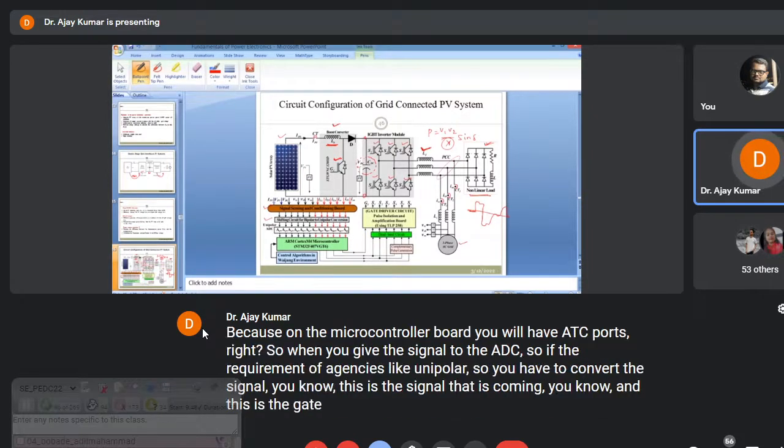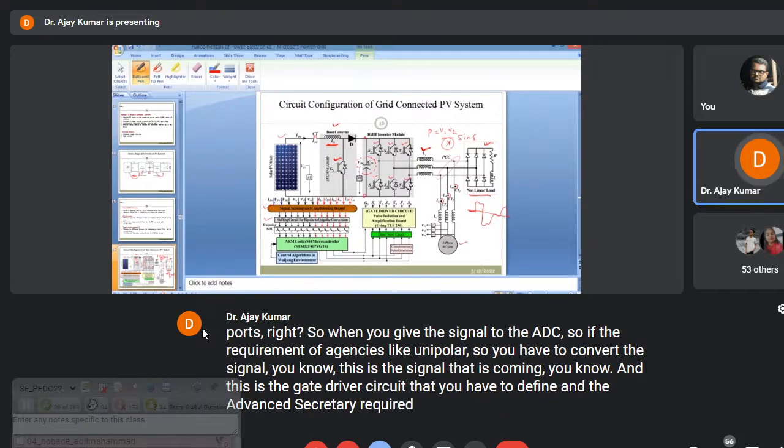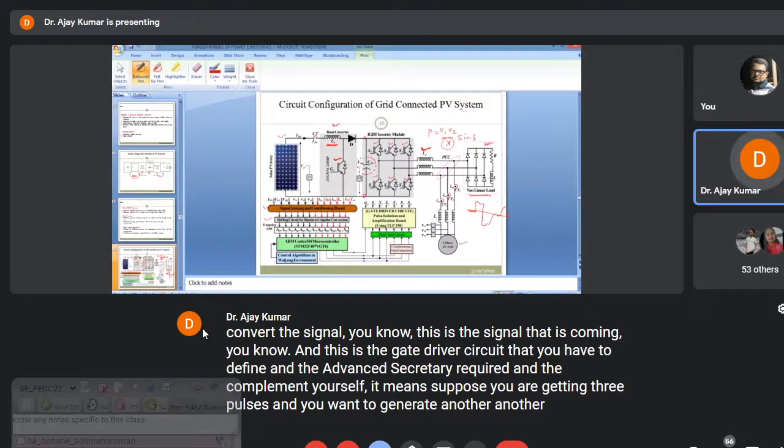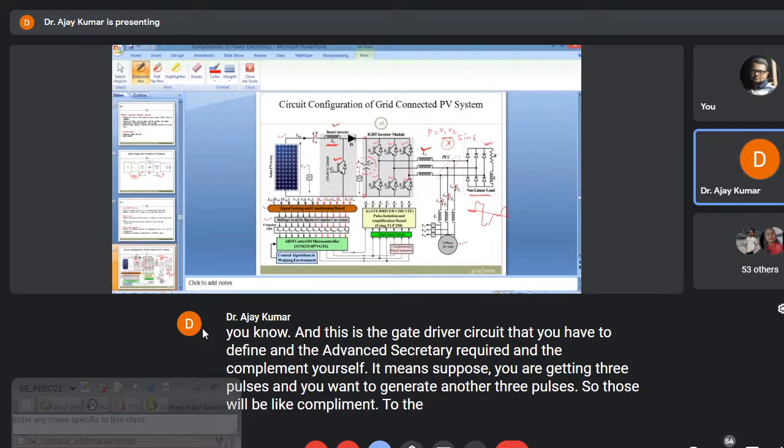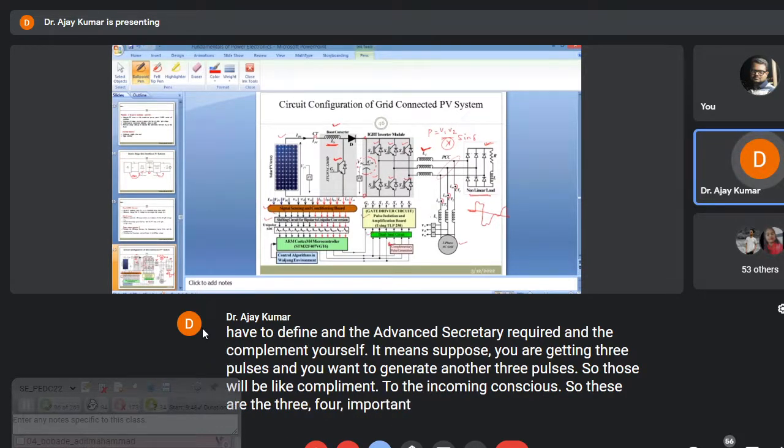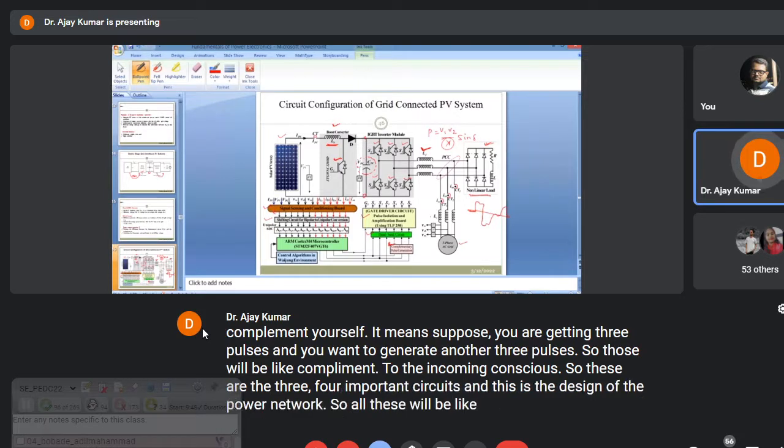So this is the signal that is coming, you have to convert it to unipolar, and this is the gate driver circuit that you have to define, and deadband circuitry if required, and the complementary circuit, meaning suppose you are getting 3 pulses and you want to generate another 3 pulses, those will be complementary pulses of the incoming pulses. So these are the 3-4 important circuits, and this is the design of the power network. All these will be covered during the next 4-5 slides.